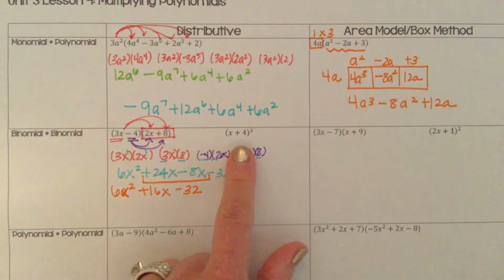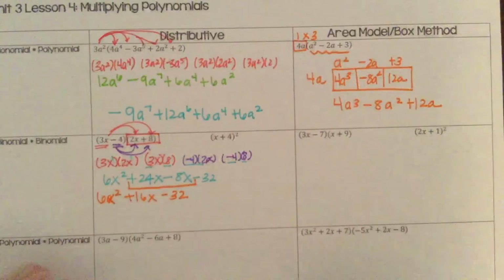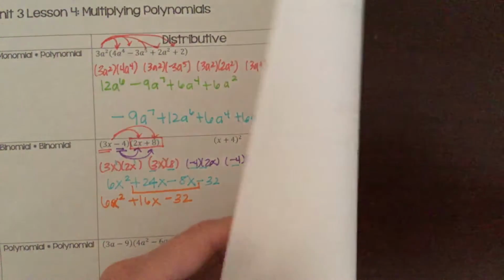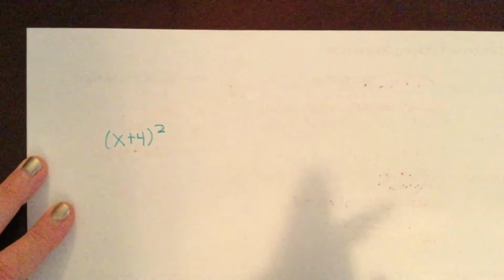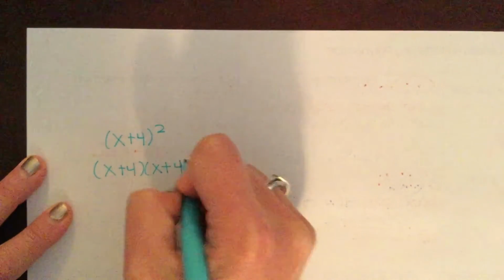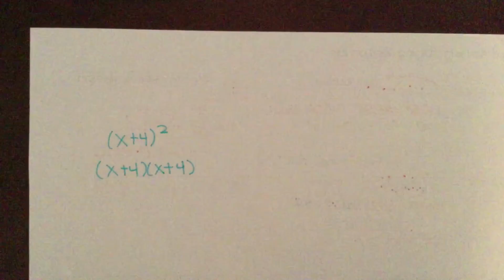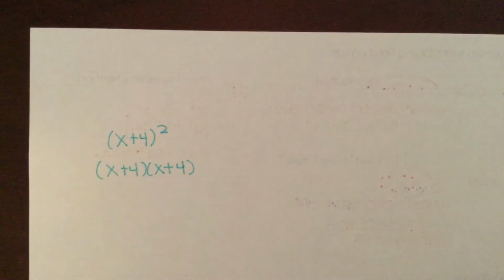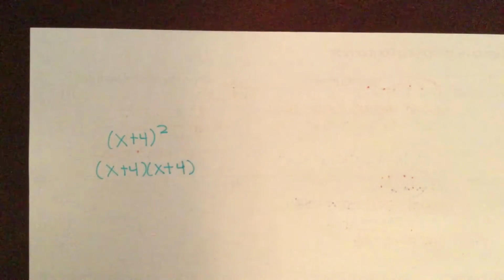We can work a similar problem, x plus 4 squared, also with binomial times binomial. Again, you may use the area or the distributive method. I'm going to use the distributive for this one. x plus 4 squared means that I have x plus 4 times x plus 4. Please write it out like this. And now we'll complete our problem.